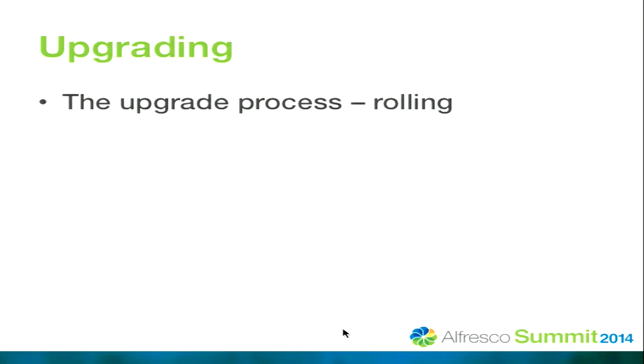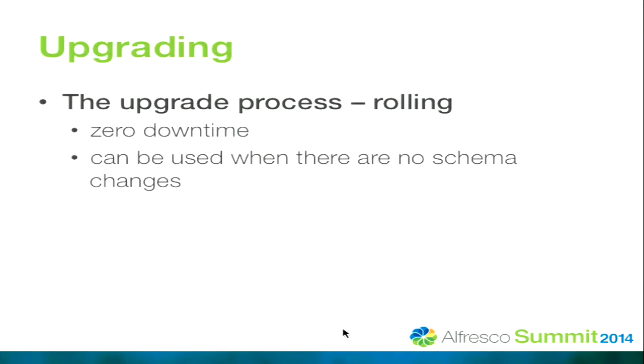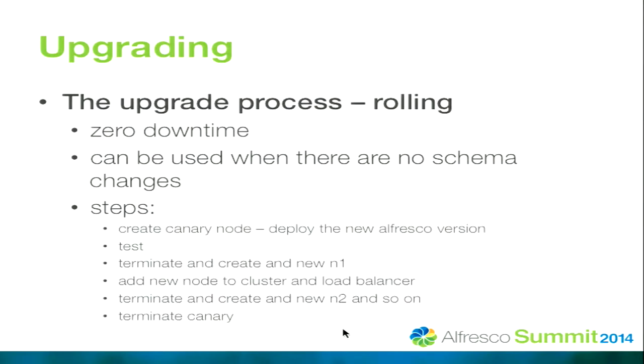We have a rolling upgrade, which is a zero downtime upgrade. This is used when there's no schema changes, when there's no database changes. It could be used when you deploy a hotfix, for example. There are a variety of steps. The first one is that we start a new node on each tier, which is the canary node. We run some tests on that to make sure the version of Alfresco deploying works. If those pass, then we terminate the first nodes in each tier and rebuild them with a new version. And we carry on going through each node in each tier until we've finished.